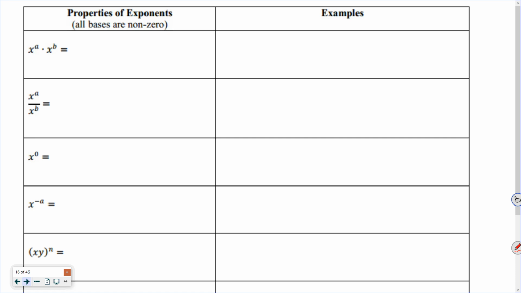Okay, just a quick review of the rules. We're going to skip the example part. We just did a bunch of those. But the rules are this. If you times things with the same base, keep the base the same, and add their exponents. If you divide things with the same base, keep their base the same, and you subtract their exponents. If you have a 0 power, it always equals 1. If you have a negative exponent, you always take the reciprocal. If you have parentheses like that one, x times y or divided, then the n applies to both of them.